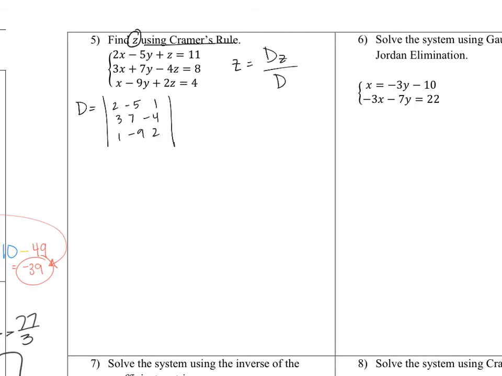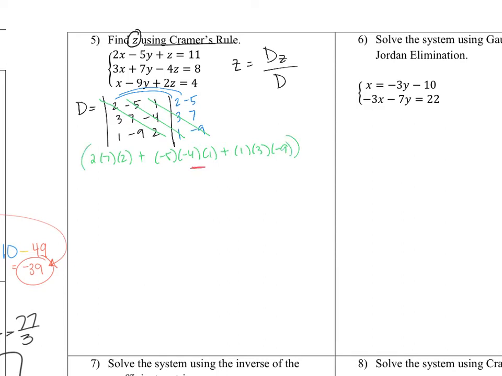I'm going to just do the diagonals this time. If you like doing minors, go ahead and do minors. We should get the same answer either way. So I'm going to, again, add on the first 2 columns. So we'll get negative 5, 7, negative 9. And then we're going to do the diagonals. So going in the forward direction, we're going to have these 3 diagonals. So that will be 2 times 7 times 2 plus negative 5 times negative 4 times 1 plus 1 times 3 times negative 9. So that's the forward direction.